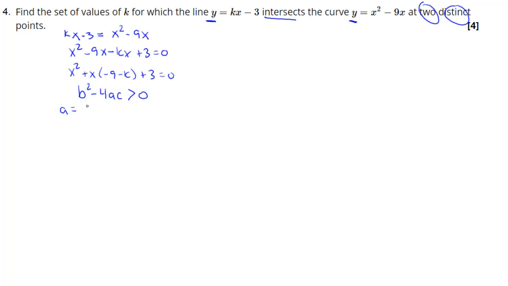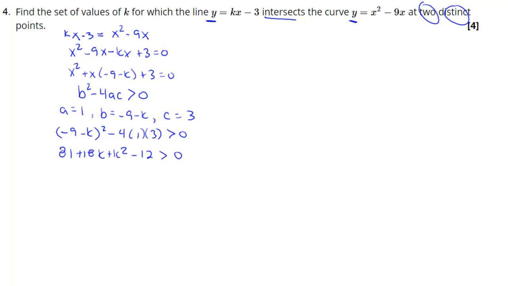So a in this case is 1, and b in this case is negative 9 minus k, because it's anything times x. And then c is equal to 3. So now all I'm going to do is set up my discriminant, which is b squared minus 4ac, is greater than 0. Well, this is a binomial, so I've got to square it. It's going to be negative 9 squared, negative 9 times negative k doubled, and then k squared. Minus 12 is greater than 0.